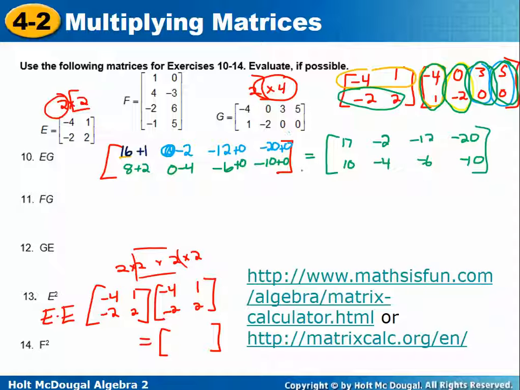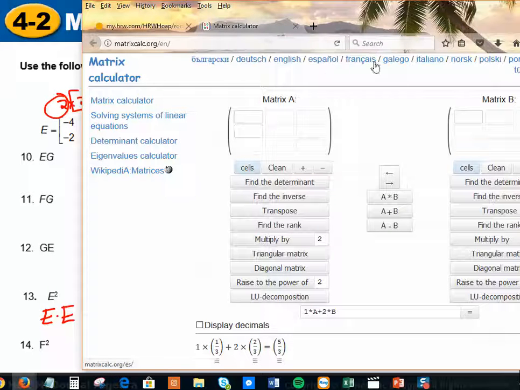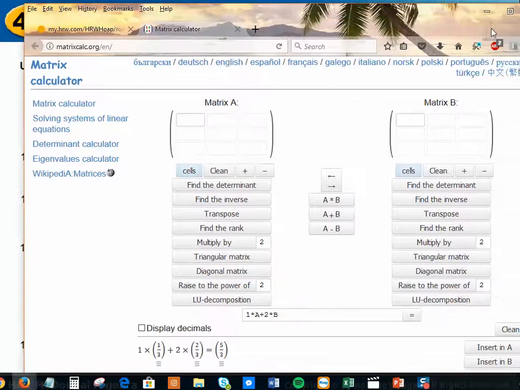Now, because this was a bigger one and because of all the little multiplications and additions that I'm doing, I am going to check this work. So I'm just real quick writing down on my paper what I am multiplying, so when I go to the next screen I don't have to flip back and forth. So I'm writing down what E is and what G is. And now I'll go to this second one here, matrixcalc.org/en. When you go here, there's a bunch of different languages. If the link you have doesn't take you to the English, then click on English. That will make it a little easier.